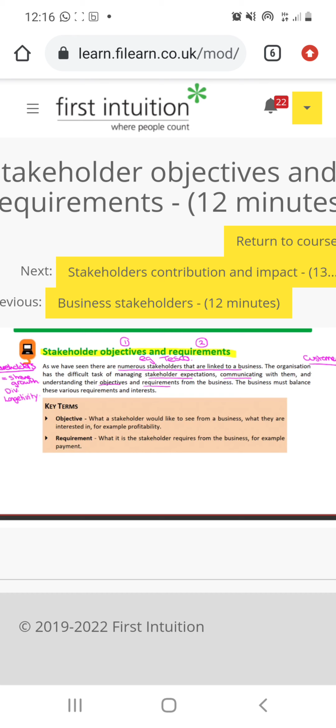Compared to this, the expectations of customers is very different. They will expect value for money. They will expect good quality products and the service they receive when they are in store.